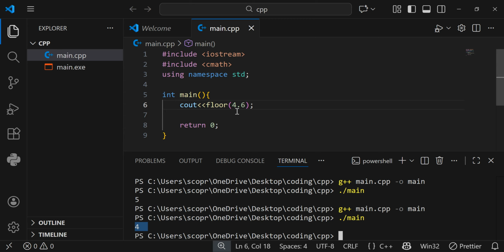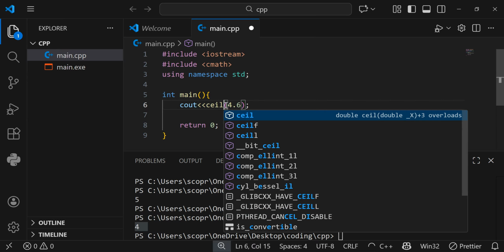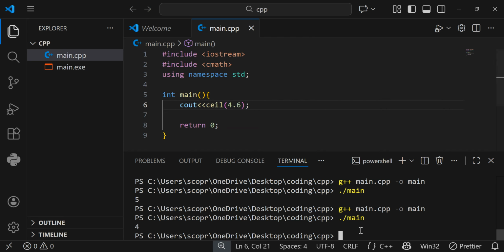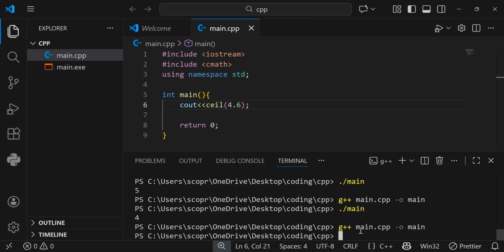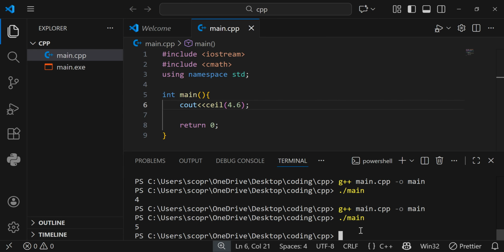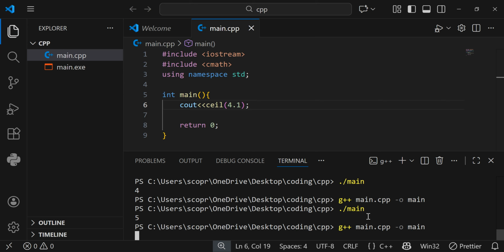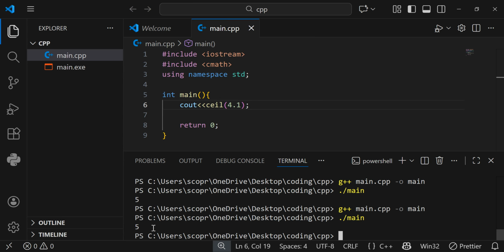Okay, instead of 5. And we have another one which is called ceil. Ceil rounds up to the nearest whole number. So if we change this one to ceil, we try to save. After saving, we try to compile. As you can see, we are going to get 5. Even if we have 4.1, we try to save and compile. After compiling, let us try to run. As you can see, we get 5, even if we have 4.1.